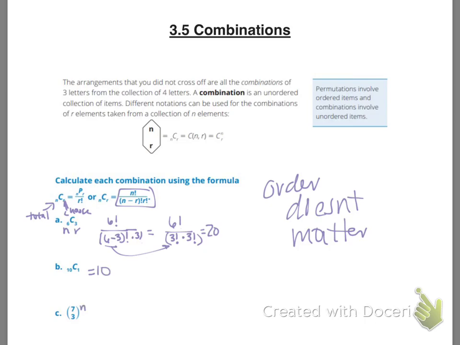Okay, this one is n over r, or just remember, the bigger number should always be on the right if you have a choice. So you're going to type in 7, go to your math, your PROB, your nCr, because we're doing a combination, type in 3, and you should get 35.